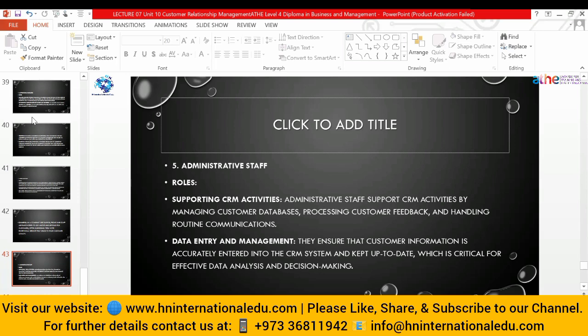Data entry and management. They ensure that customer information is accurately entered into the CRM system, that is, with no error of any word or spelling, and kept up to date. That is, the system should be running appropriately and perfectly, up to date with all the updates coming from the head management, which is critical for effective data analysis and decision making. When everything is updated to the latest and up to the mark, then we can make strategic and day-to-day decisions promptly and effectively on a daily basis.